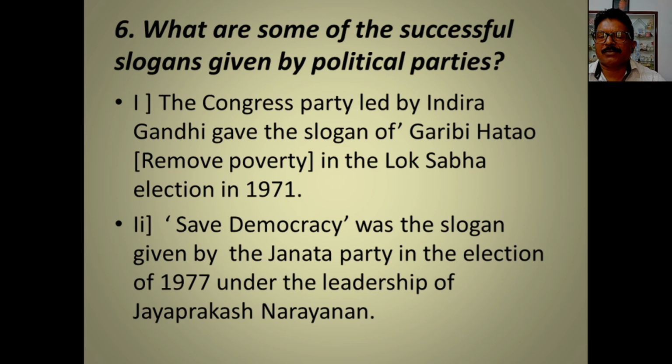What are some of the successful slogans given by political parties? The Congress party led by Indira Gandhi gave the slogan of Garibi Hatao, remove poverty, in the Lok Sabha elections in 1971. And she won the elections. Second one, Save Democracy was a slogan given by the Janata Party in the election of 1977 under the leadership of Jayaprakash Narayanan.